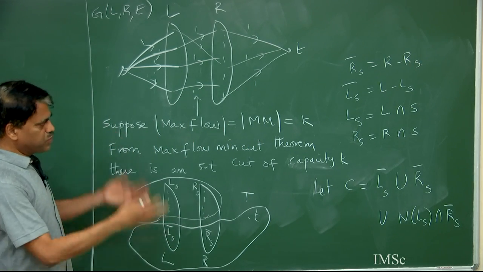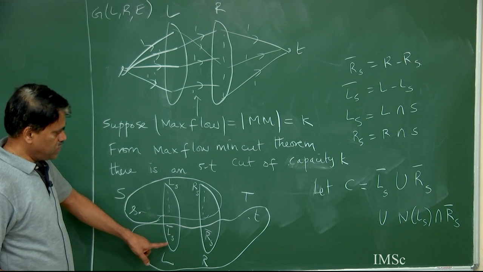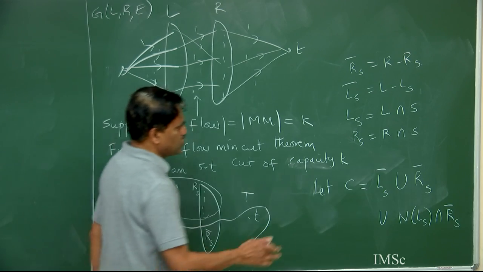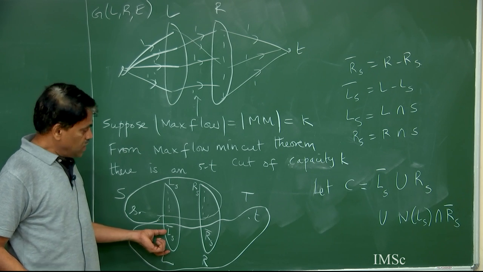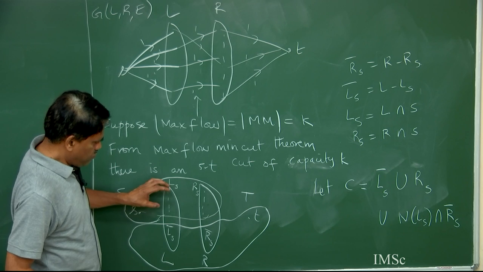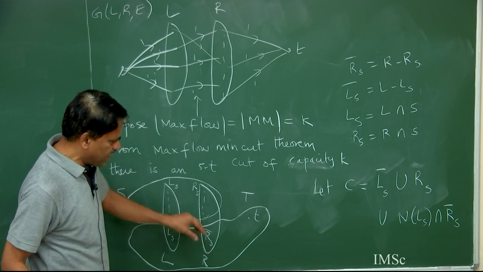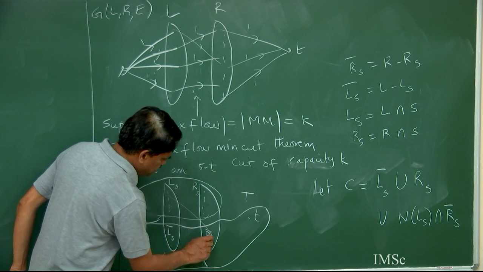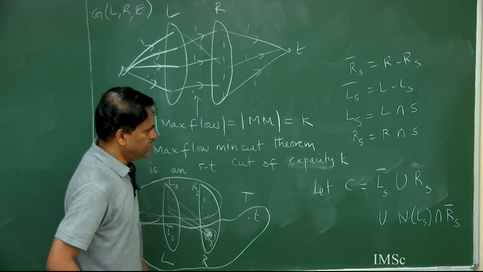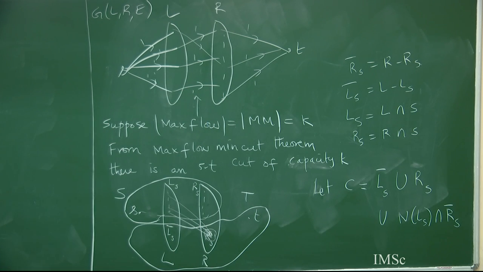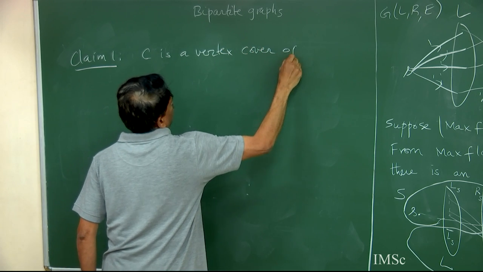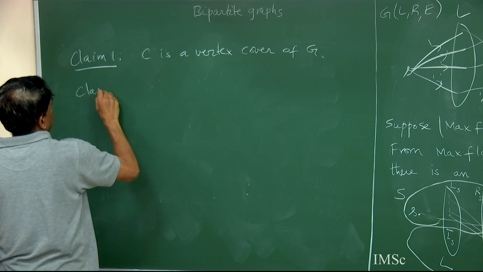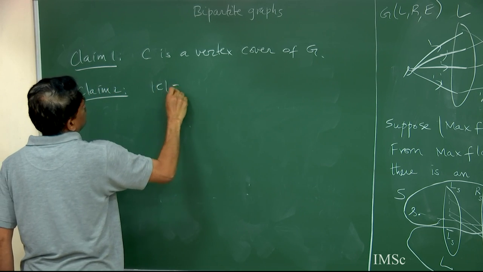Okay, so these are the four sets. Now I just produce the following sets. I take all the vertices in LS bar. Sorry, this is not RS bar. Pick all the vertices in RS. Take all these vertices. And from RS bar, look at all the neighbors of LS and collect that. My claim is C is the vertex cover of G. And claim 2, size of C is equal to K.